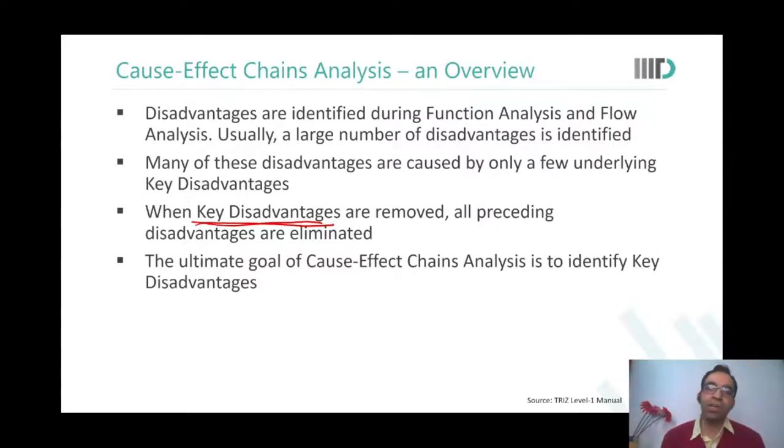See, if I can somehow increase the range of an electric car to, let us say, 700 kilometers, then a lot of infrastructure related challenges are already taken care of. Is it not? A lot of them, I'm not saying all, but the problem is significantly reduced. So cause-effect chain analysis helps us identify what the root cause is and which key disadvantages, if I work on, will handle all the subsequent disadvantages that appear in the system.